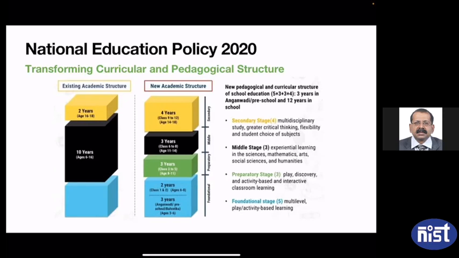And the final stage, which is from classes 9 to 12, is what is considered as the secondary stage in this policy. It's called the secondary stage. So totally we have 5 plus 3 plus 3 plus 4. And this secondary stage talks of multidisciplinary study, greater critical thinking, flexibility, and student choice of subjects. And once again, in the student choice of subjects, vocation is also a part. We'll see that. And so there is again a big flexibility given to students to choose the subjects which they would like.